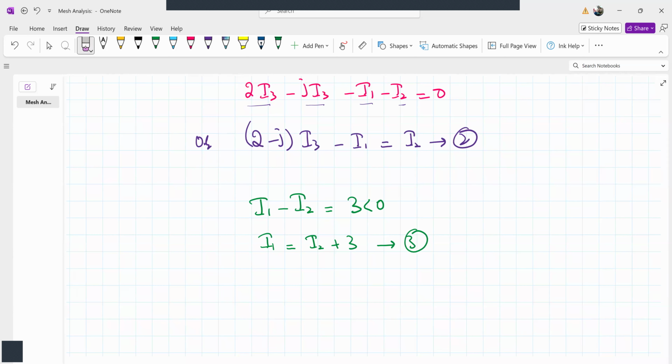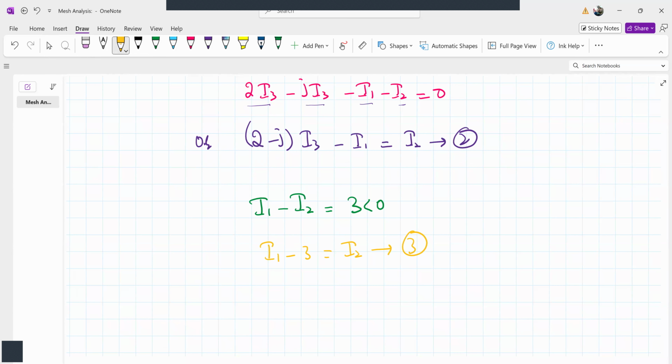From this, let me write it like this. I can write, let me take I2 on the other side, so I1 minus 3 will be equal to I2. 3 at an angle of 0 is simply 3. So this is our third equation.